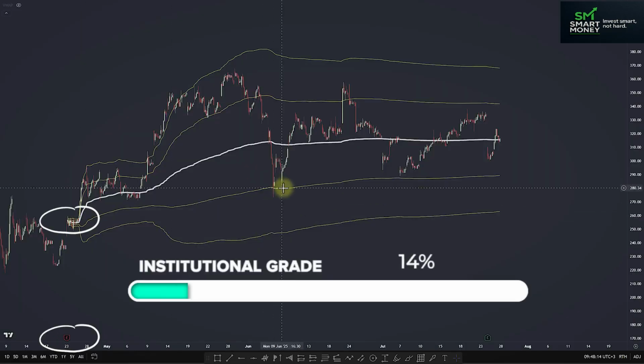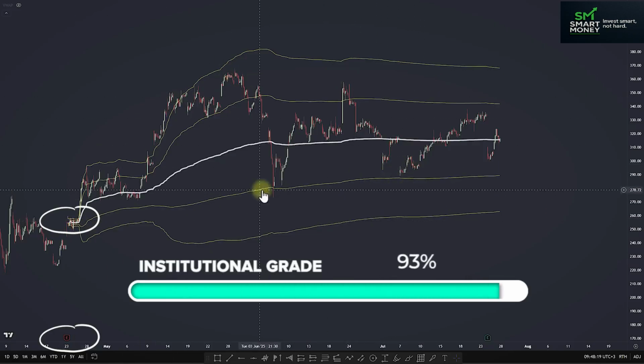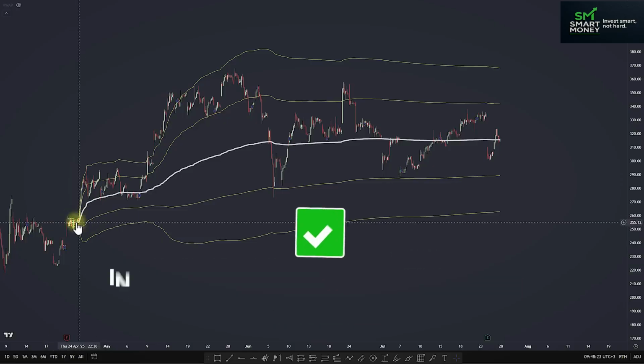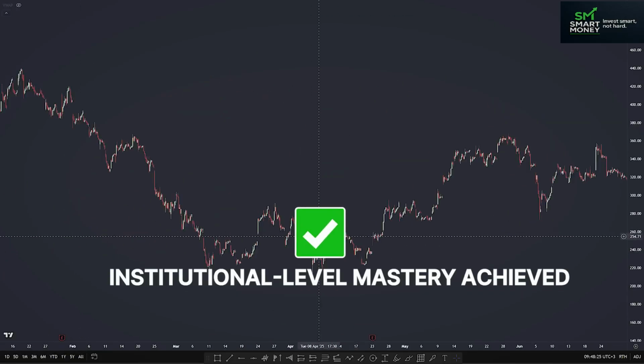You are now equipped with the same VWAP knowledge that market makers and institutional traders use to move billions of dollars. This isn't retail trader education. This is professional level training.